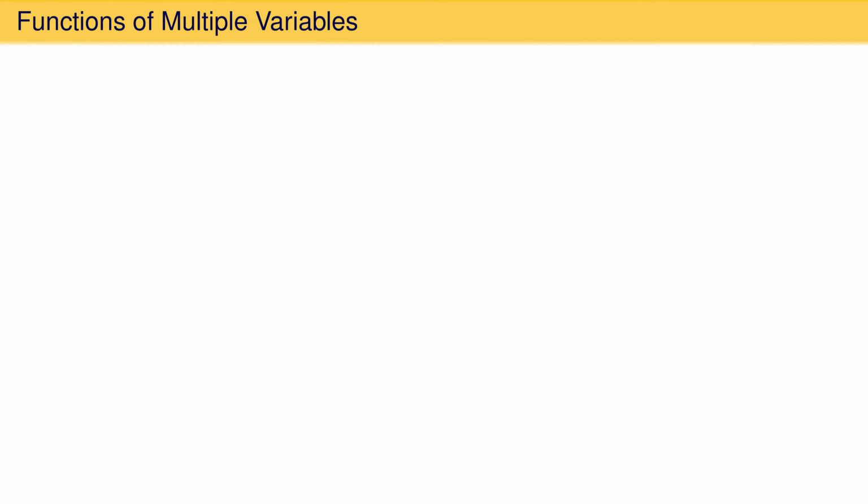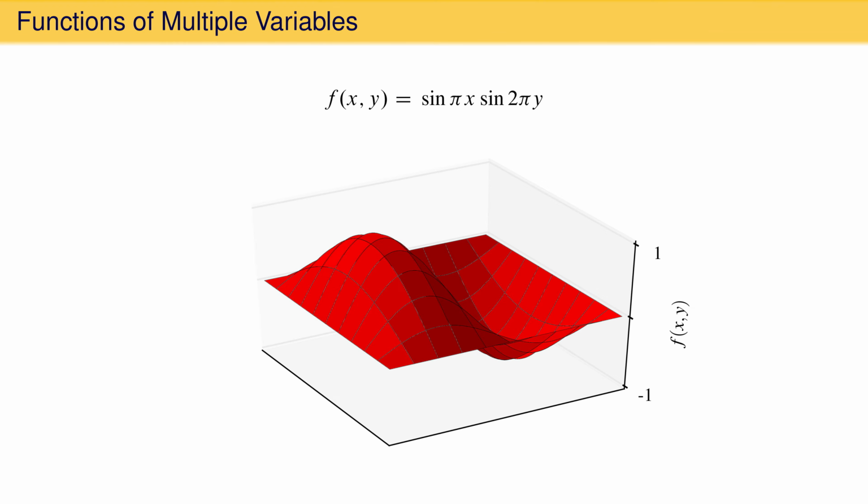As another example, consider the function sine pi x times sine 2 pi y. A function like this appears in quantum mechanics. Its plot is a surface that ranges from -1 to +1 when x and y are allowed to vary from 0 to 1. Again, it is clear that the function depends on two coordinates at the same time. Many physical quantities depend on more than one variable, and so functions like this are unavoidable.